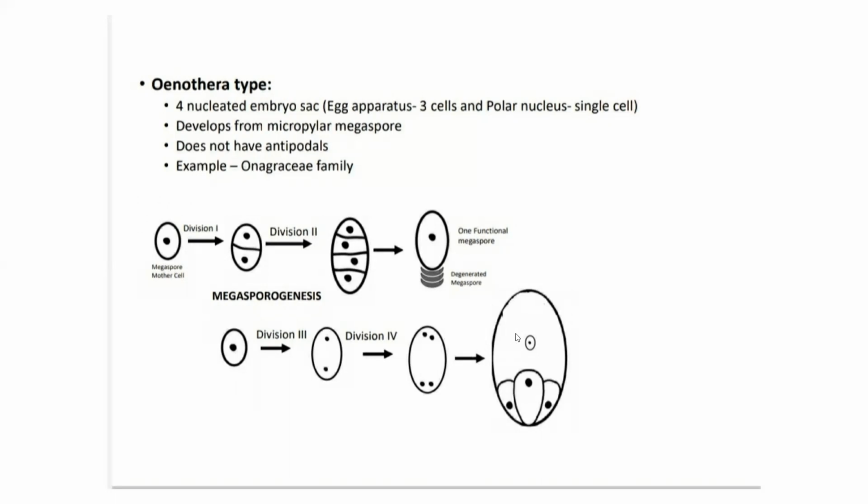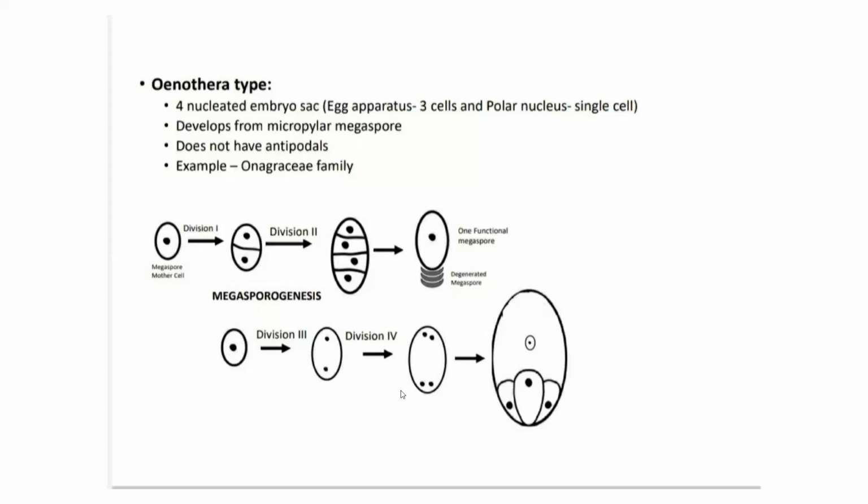So almost these 3 nuclei out of 4, 1, 2, 3, 4. In that 4, 3 nuclei are formed as the egg apparatus, 2 synergids and 1 egg cell, and 1 nucleus is left as the polar nucleus. So it represents the uninucleate central nucleus. So the antipodal cells are absent in this type of embryo sac. That is a very important entrance point.